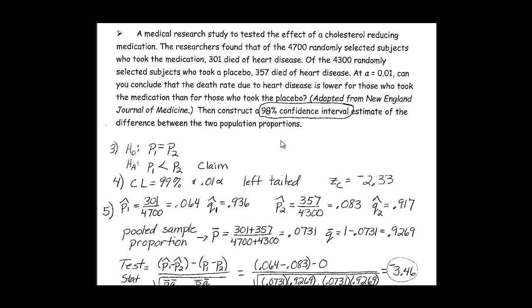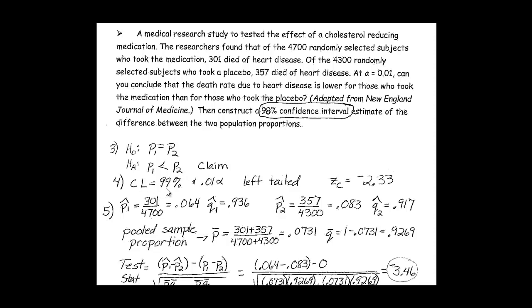Okay, so we need to go on and identify our null and our alternative hypothesis and then go about calculating lots of different ratios. Our null hypothesis is that these two sample proportions are equal to each other, that there really was no significant effect of the medication. The alternative is that the medication was effective and lowered the rate of death by heart disease. So we're testing the claim that the first sample proportion is lower than the second sample proportion.